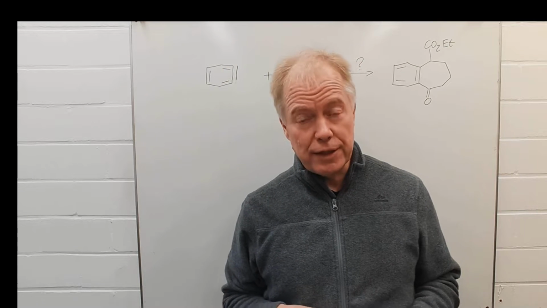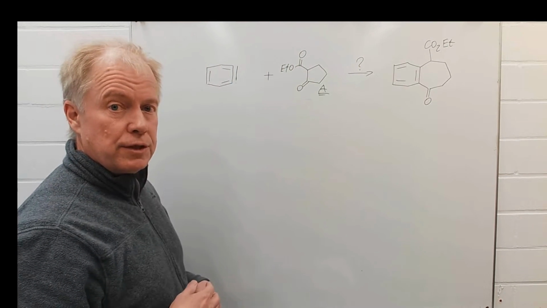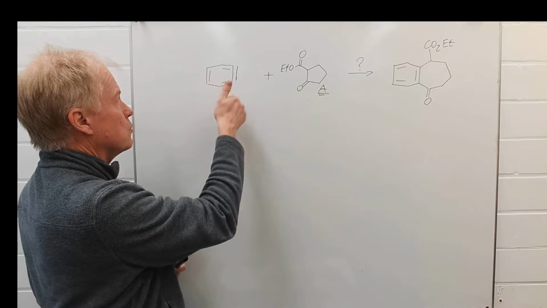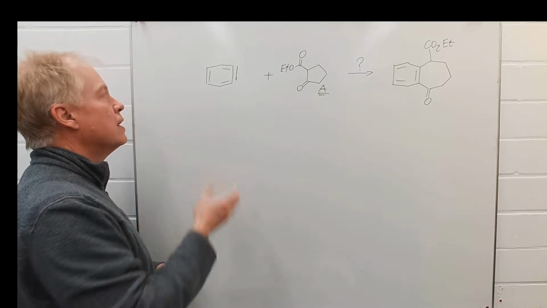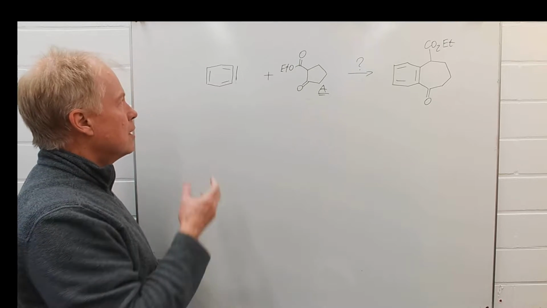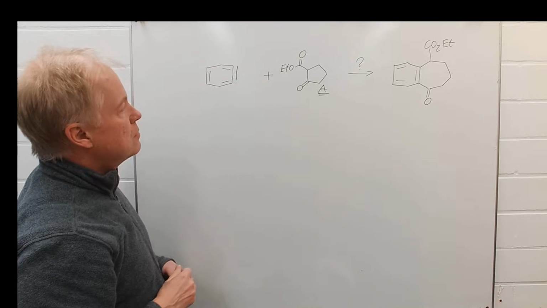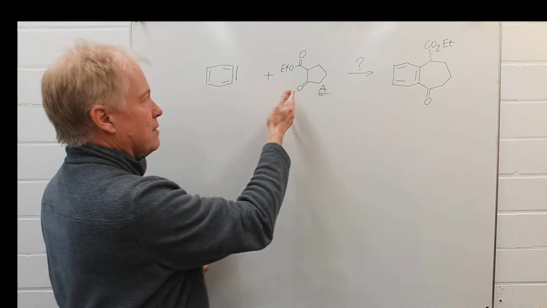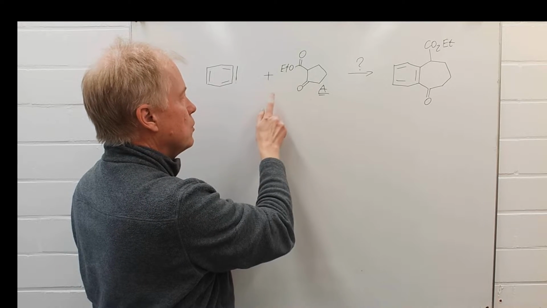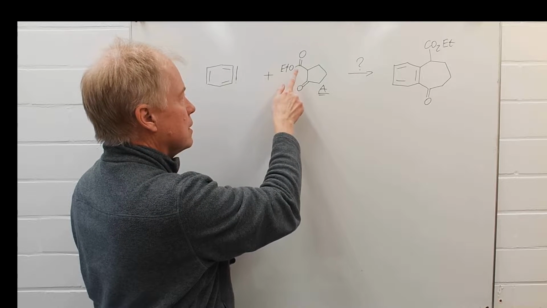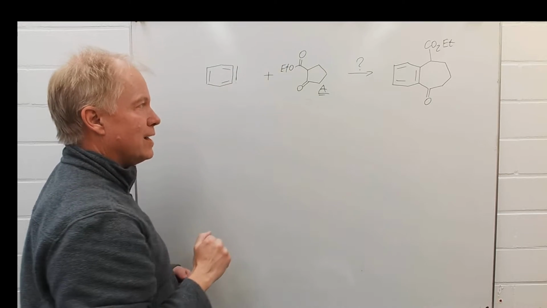Welcome to today's exam riddle. As starting materials, we have this aryne. Of course, this is a reactive intermediate, which has been generated by the typical procedures of some elimination reactions. Then we have this five-membered ring with a ketone and an ester functionality. It's a beta-keto ester.